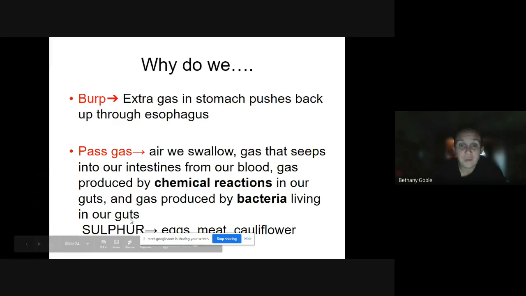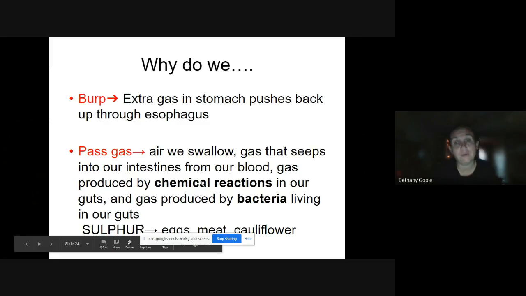If you eat a lot of food that has like sulfur in it, if you've ever been down to like Sulphur, Oklahoma, you might say, oh, it smells down here. Well, it has like that rotten egg smell. There's certain foods that have sulfur in it. For example, eggs, and we know we're getting close to the holiday time, like deviled eggs. Certain meats and cauliflower, if you eat those type of foods, then yeah, you're going to be a little bit stinkier when you pass gas.